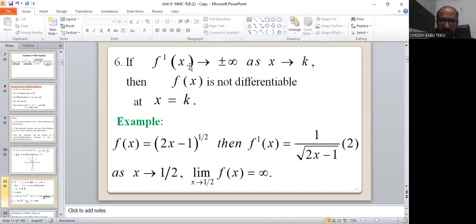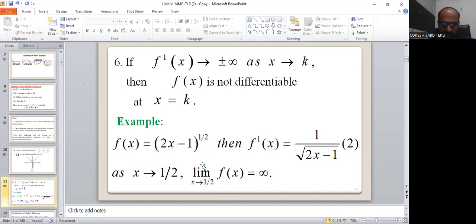Here, for example, you take f of x equal to (2x minus 1) whole power of 1 by 2. Find the f dash x value. What is f dash x? This is root of (2x minus 1), so 1 by 2 root of (2x minus 1) into the differentiation of 2x minus 1, which is 2.